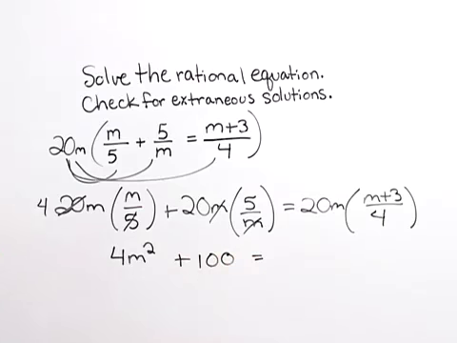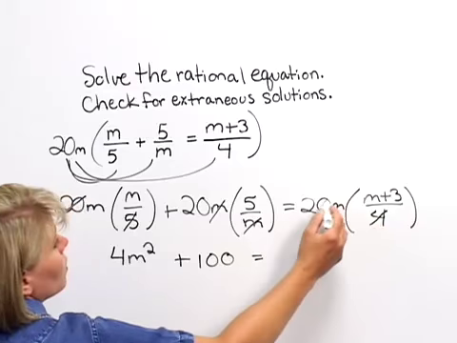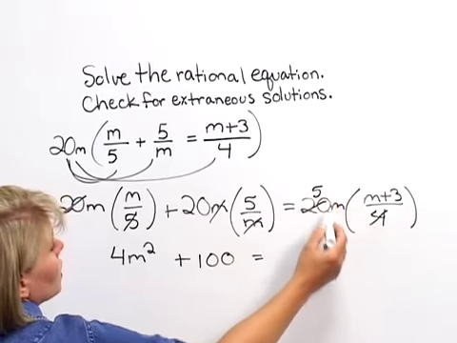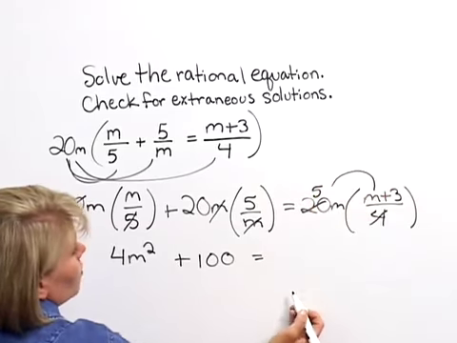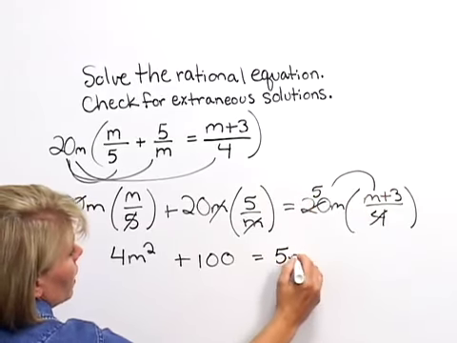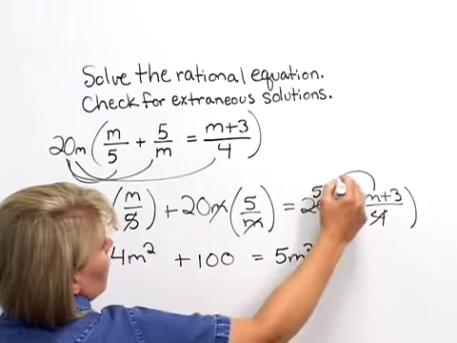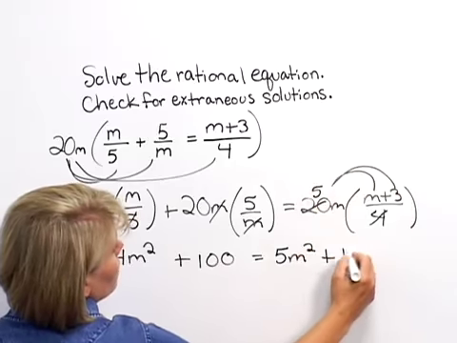And that's going to equal, over here, 4 will go into 20 five times. So we're actually distributing a 5m times this. 5m times m is 5m squared. 5m times 3 is a 15m.